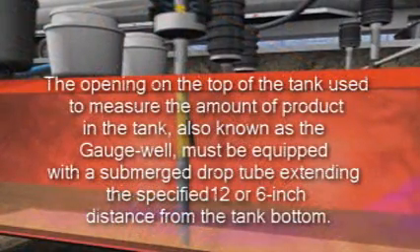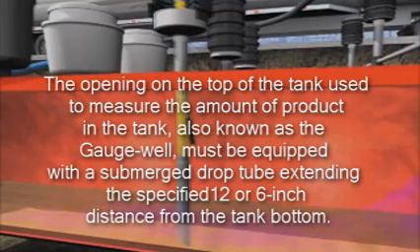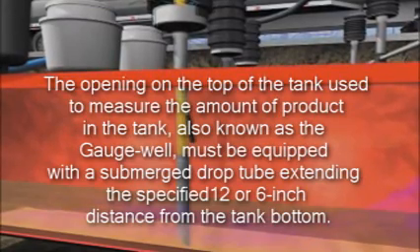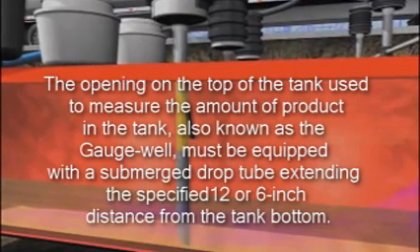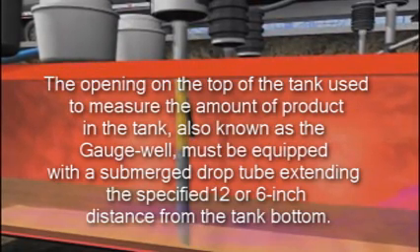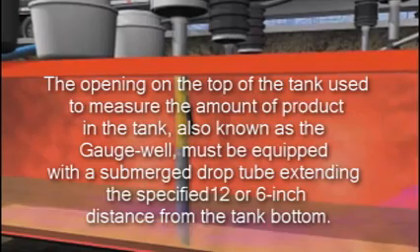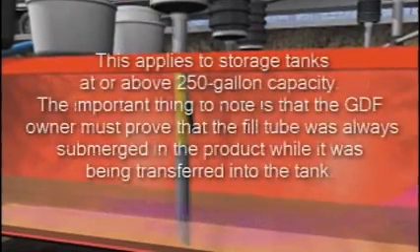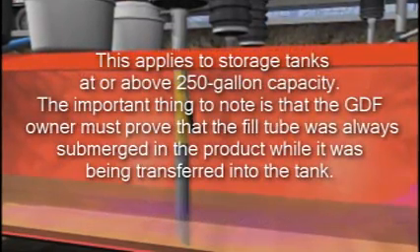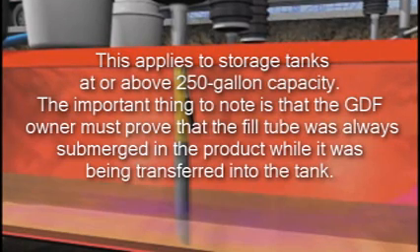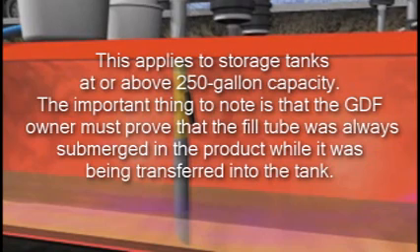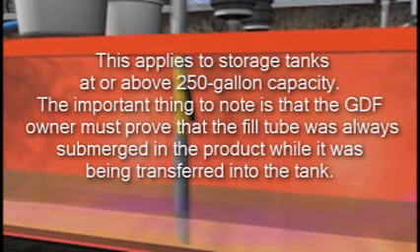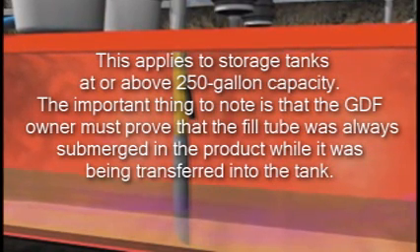Number 5. The opening on the top of the tank used to measure the amount of product in the tank, also known as the gauge well, must be equipped with a submerged drop tube extending the specified 12 or 6-inch distance from the tank bottom. This applies to storage tanks at or above 250-gallon capacity. The important thing to note is the GDF owner must prove that the fill tube was always submerged in the product while it was being transferred into the tank.